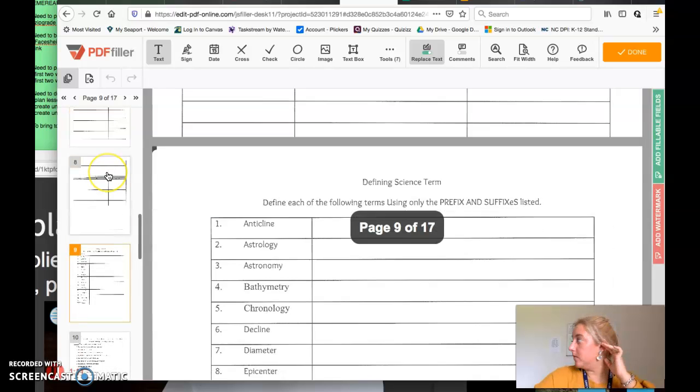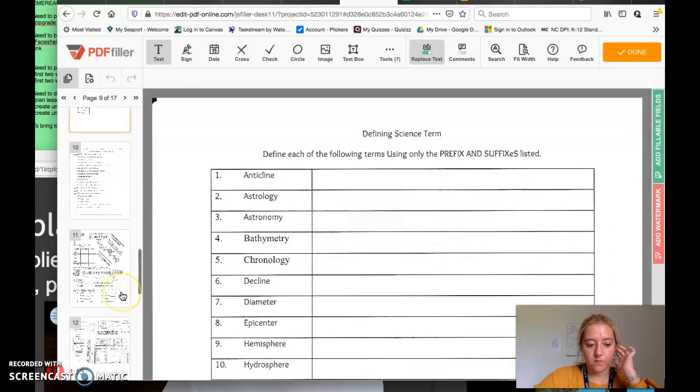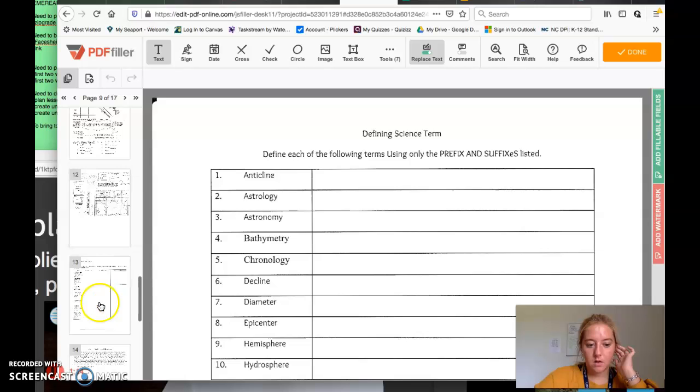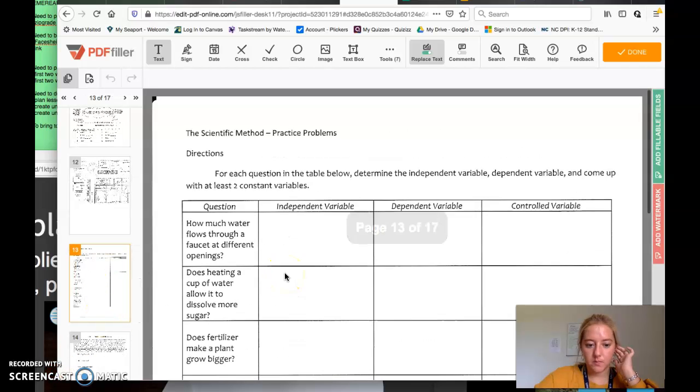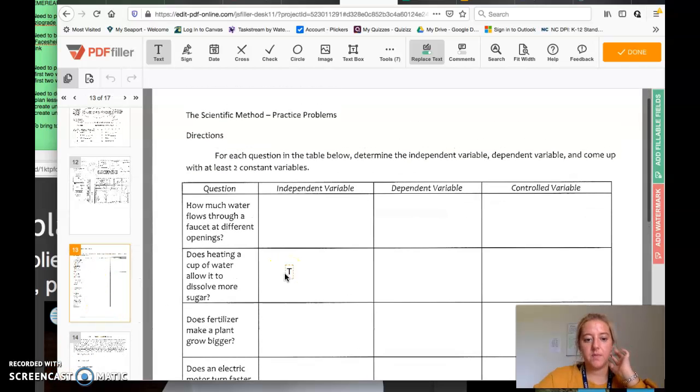Let's go to our scientific method practice problems. They're right here. So for this one, I want you to identify the independent variable and the dependent variable and the controlled variable, or the control, of each of these experiments from the research question. So this is a research question. You're going to use these to identify independent and dependent and controls.